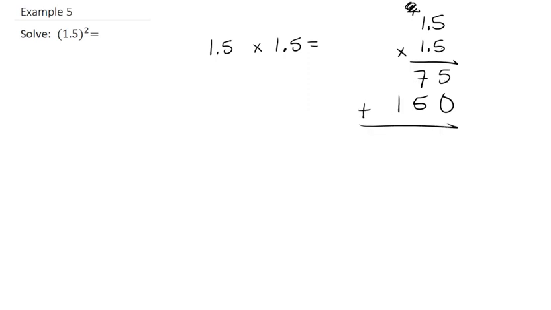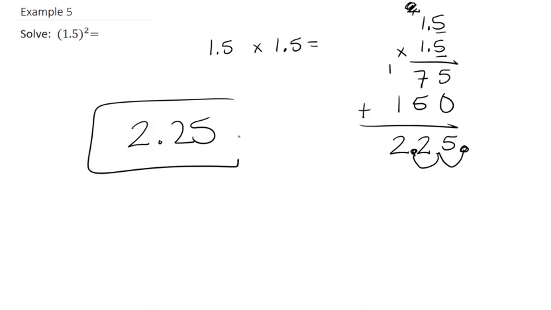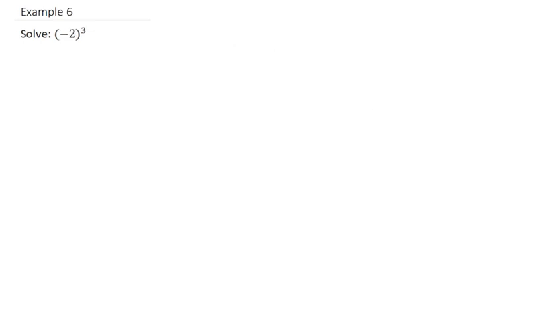Let's add these together. 5 plus 0 is 5. 7 plus 5 is 12. Carry the 1. 1 plus 1 is 2. Now we need to count how many place values after the decimal we have. We have 1 here and we have 1 here. So that's 2. So we can move the decimal over 2 times, and we get 2.25 as our final solution to this problem. And so let's do one final example.